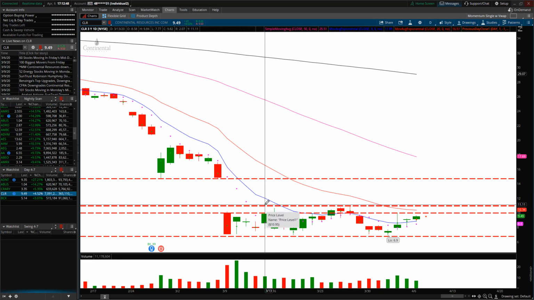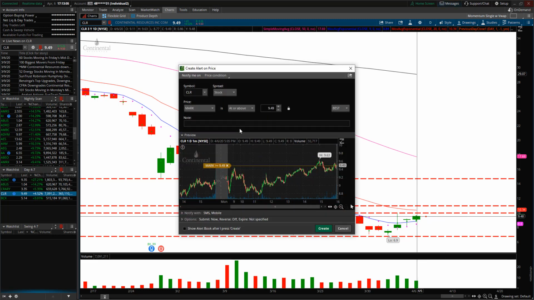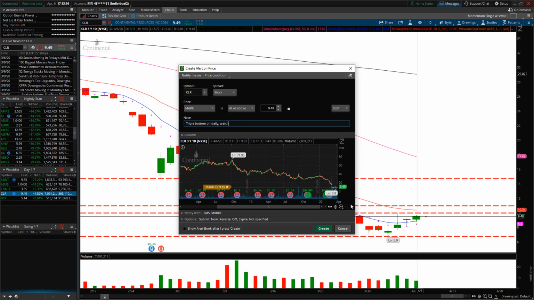So what the heck is this? A triple bottom-ish, between $10 to $11. Let's see. All right, triple bottom on daily. Watch for a possible move up with resistance between $10 to $11.